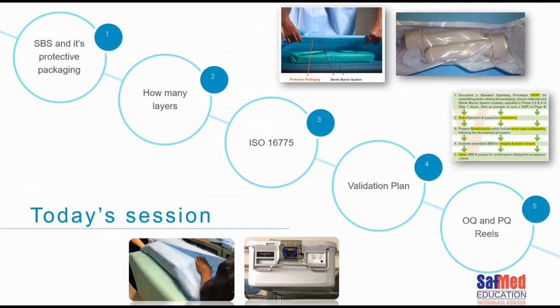So what did we cover today? Sterile barrier systems and their protective packaging. How many layers do I need? Do a risk assessment. ISO 16775, what has it taught me? A validation plan, and it's taught me how to do an operational qualification and a performance qualification specifically around items packed in sterilization reels. Next week, we'll look at the same detail, but focusing on wrapping, sterilization wrap, and containers. What should I be looking for? What should I be testing?